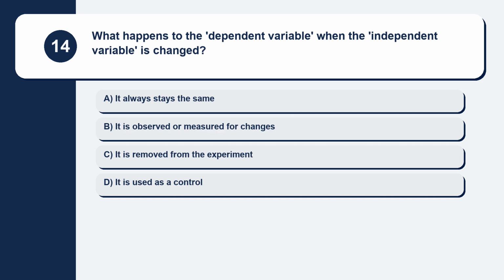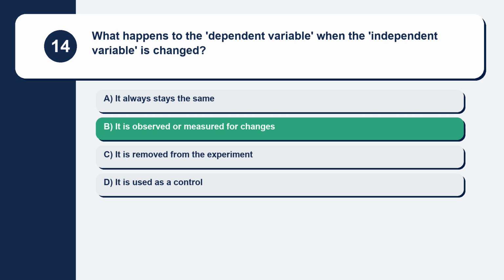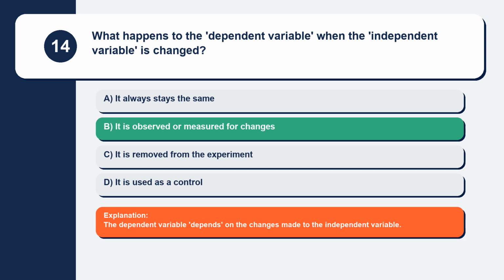Question 14. What happens to the dependent variable when the independent variable is changed? It always stays the same. It is observed or measured for changes. It is removed from the experiment. It is used as a control. The dependent variable depends on the changes made to the independent variable.